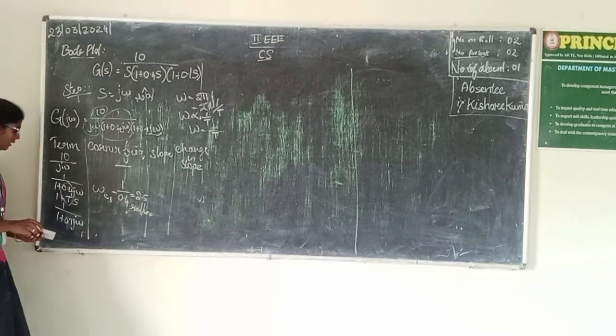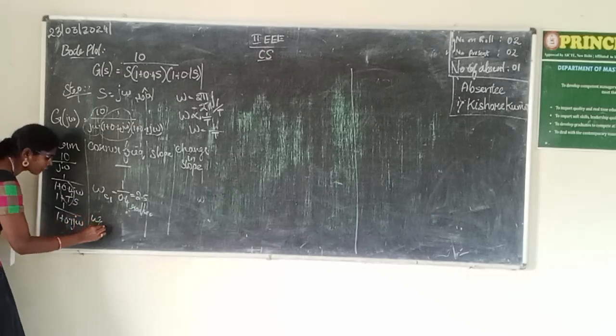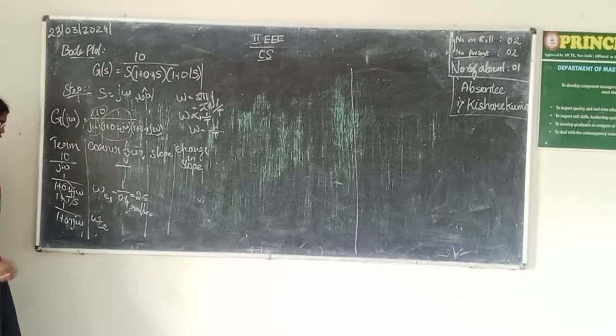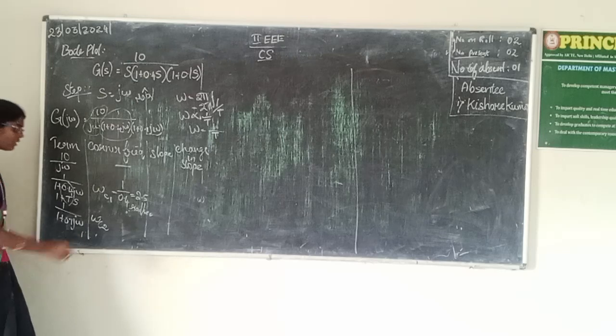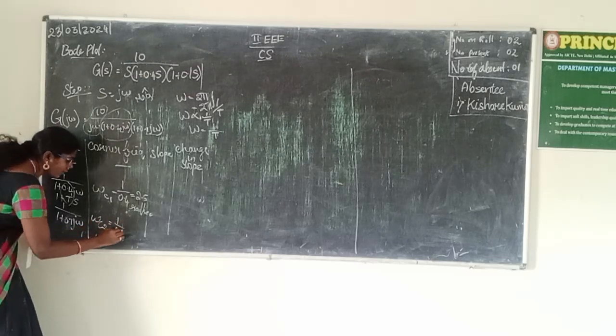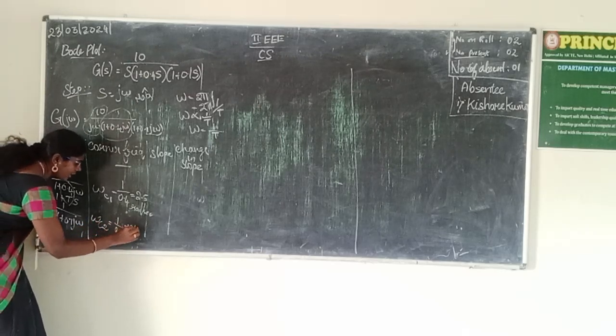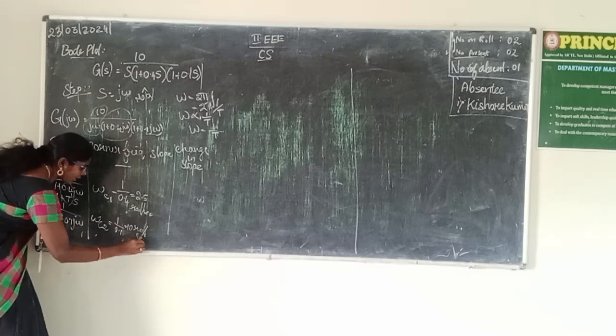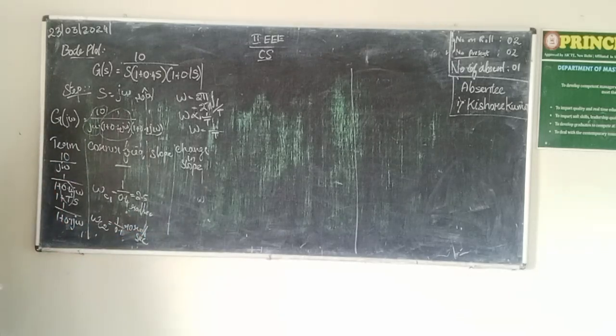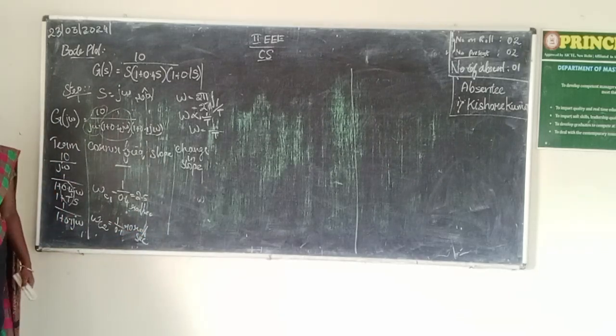Okay, next thing is omega, take it as corner frequency, omega C2. So it is 1 divided by 0.1, which is 10 radian per second. Clear up to this?